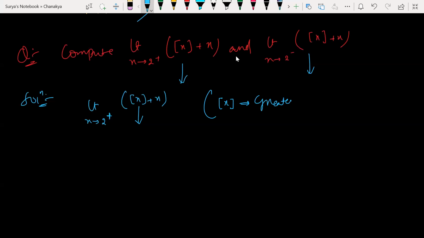Greatest integer function. Okay, so this is the step of x. Yes, exactly, you can say this is the step function of x. Yes, sir. Very good.